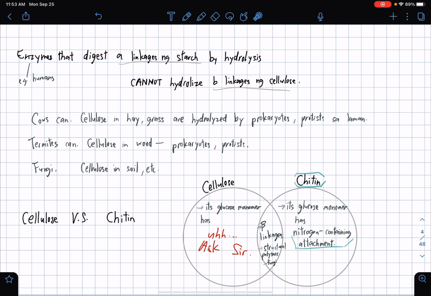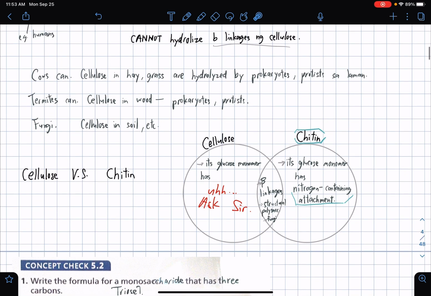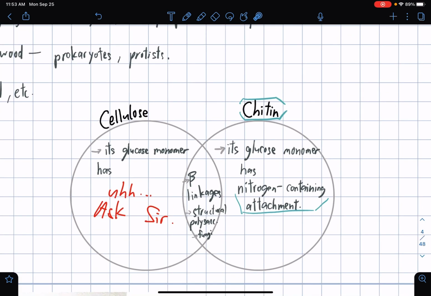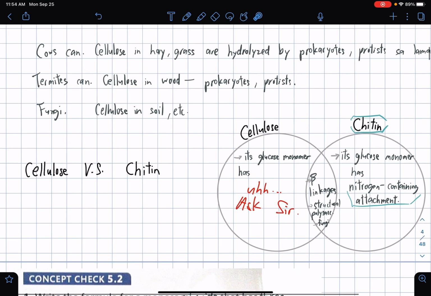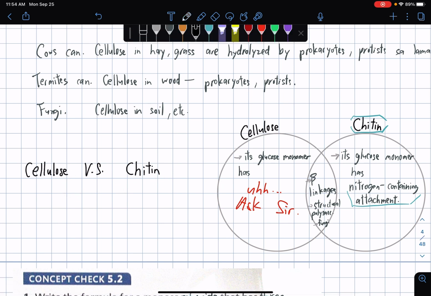And for fungi, cellulose is in the soil, so fungi feeds on soil, I guess. And yeah, cellulose versus chitin. The only difference is that they're both materials for the making of cell wall, but cellulose is more on plant cells. Chitin is more on fungi.